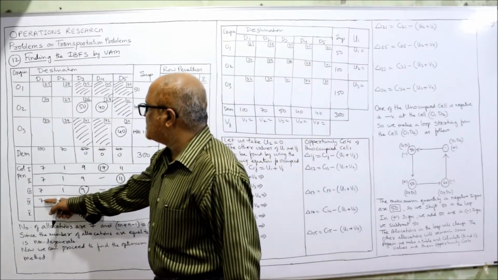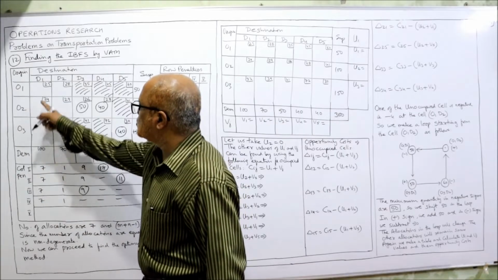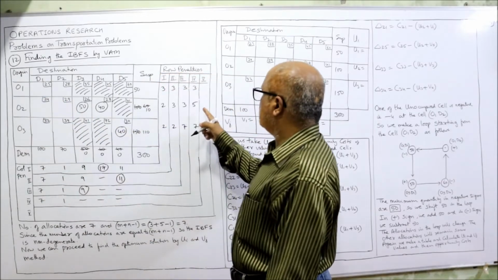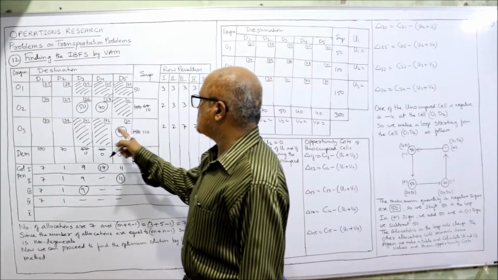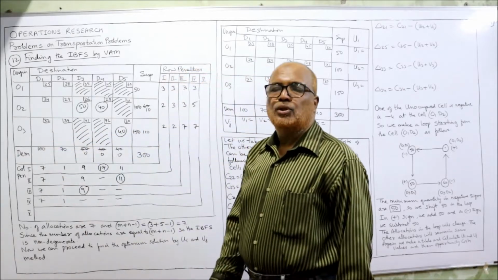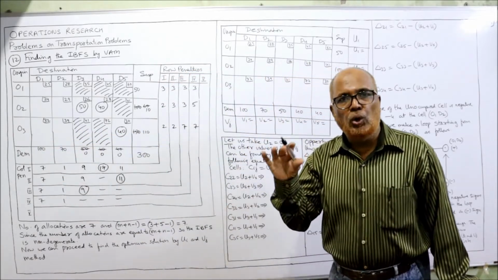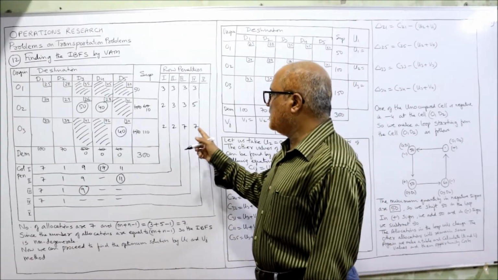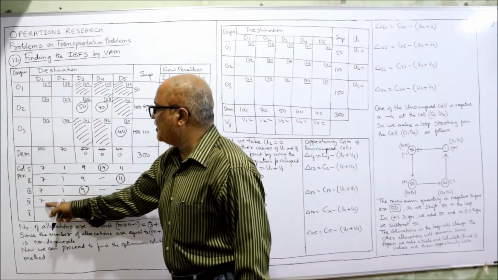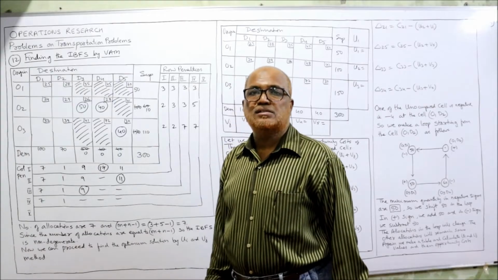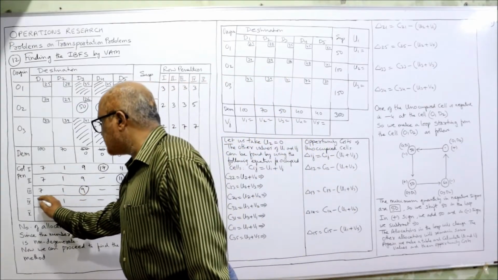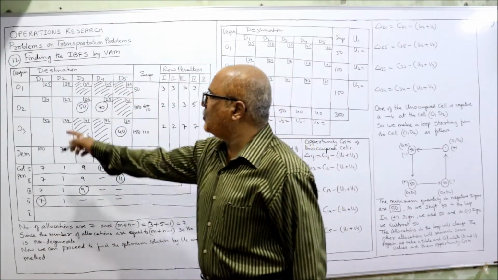If we select this 7, the minimum cost is 25. If we select this 7, the minimum cost is 32. So wherever the cost is lower, that will be selected. This 7, 32. This 7, 25. So 25 is less. So we select this 7 and 25.